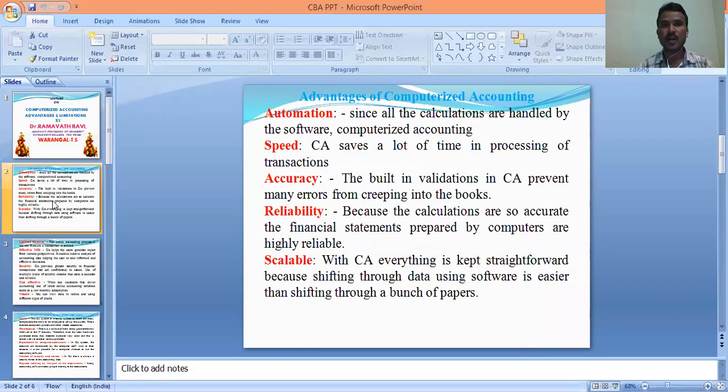First one is automation, since all the calculations are handled by the software, the computer itself. Automation means everything is auto calculation. Example: every time we have to enter sales of goods and services. Sales is one of the transactions. When we are writing manually, we have to write sales of goods every time.